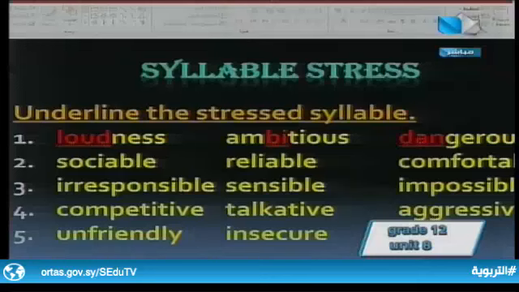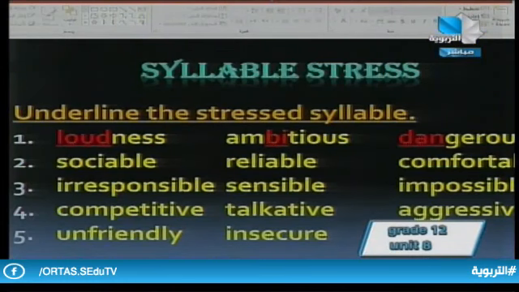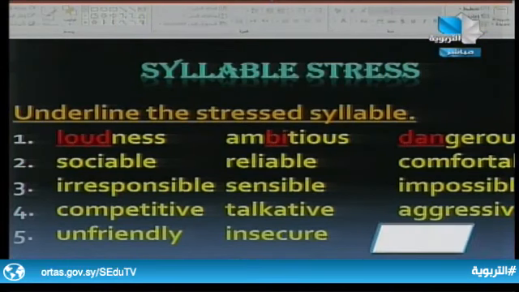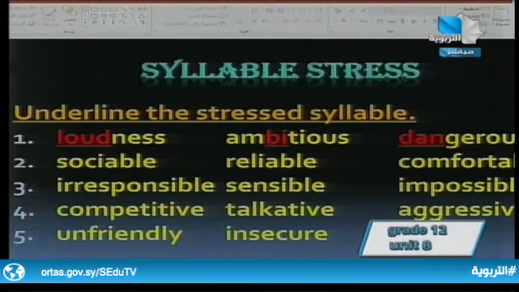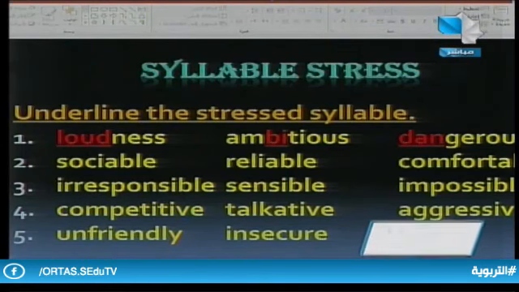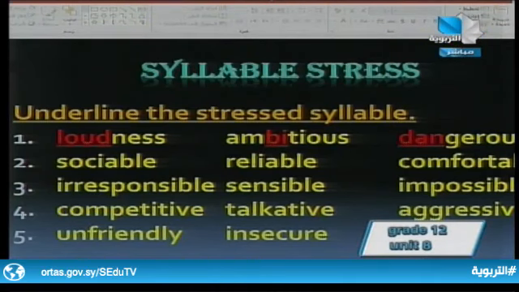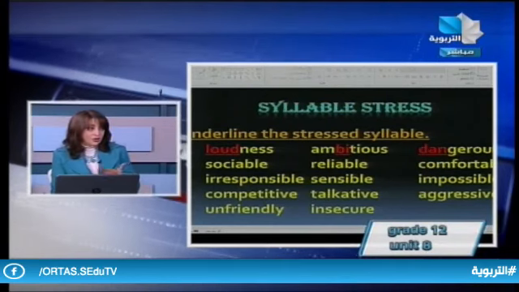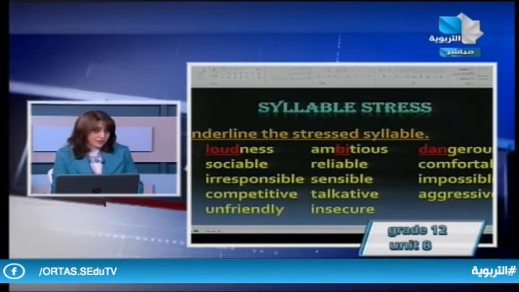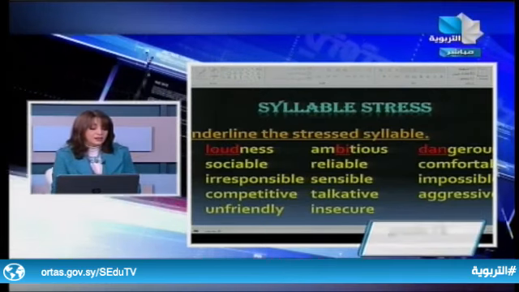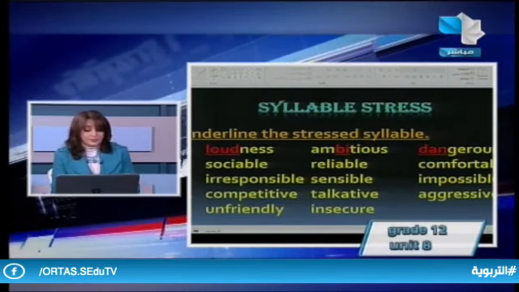Loudness. So here, loud is strong. Ness is weak. So ness is not stressed because it is a suffix. And we said that prefixes and suffixes are not stressed. The second word, for example, dear students, ambitious. Okay, here it's also an adjective, and ous is added to make an adjective. So ambitious, the stress here is on the first syllable.